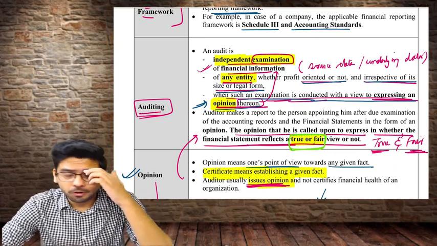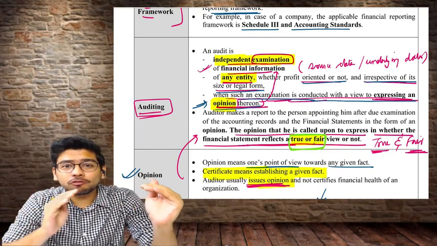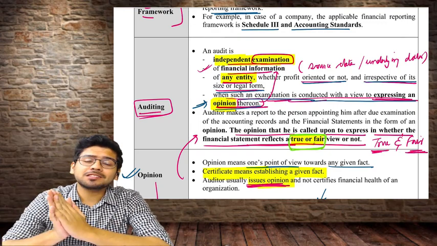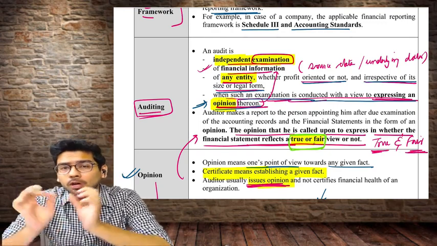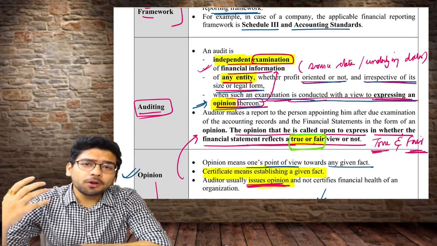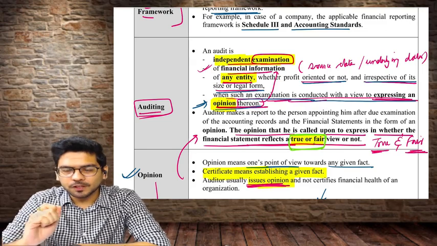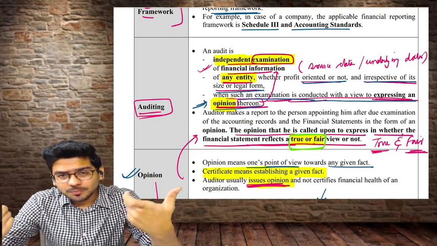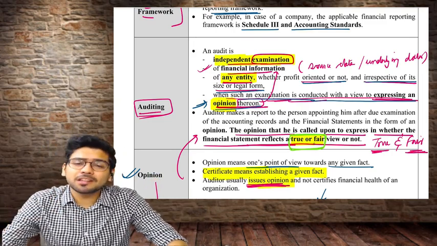True and fair view. Now, true implies that all the things are correctly, truthfully recorded in the financial statements. And when I say fair, it implies that everything has been fairly presented also. Now a financial statement is going to give a true and fair view only when it is free from material misstatements. So we even covered the two terms, material and misstatement. Let me discuss misstatement first quickly. Misstatement means any mistake in the financial statements.